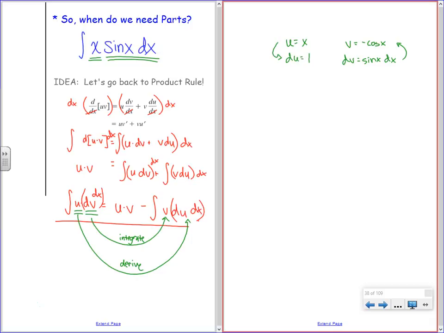And then we do something I call lucky 7 to say, hey, this integral is going to end up equaling uv minus the integral of v, which is going to be a negative cosine of x dx. If that's all I have to solve, I got it.